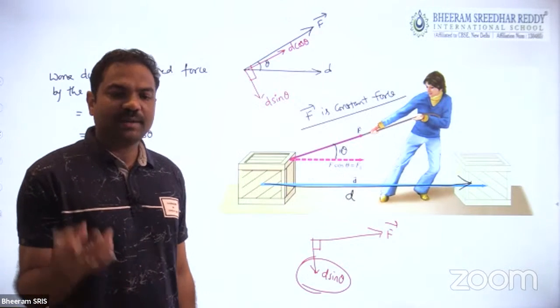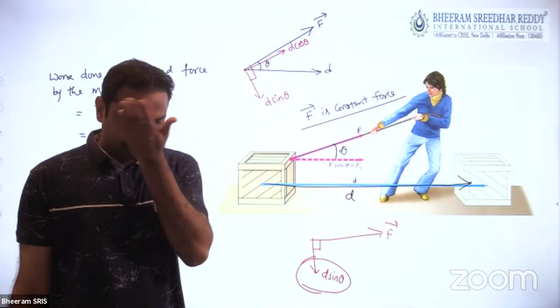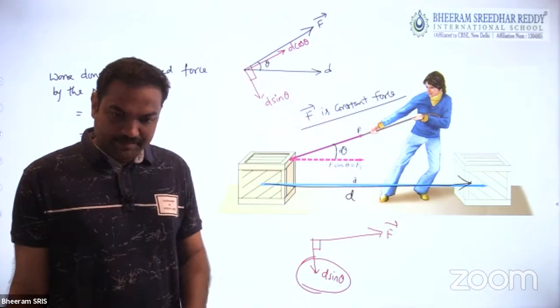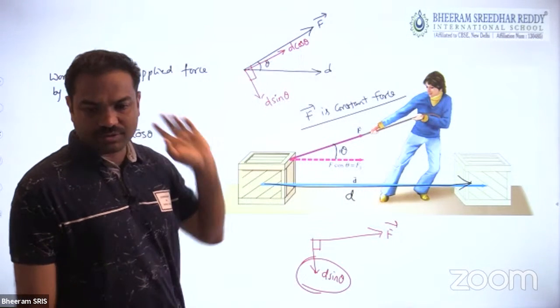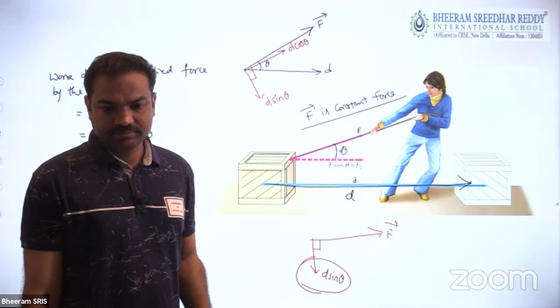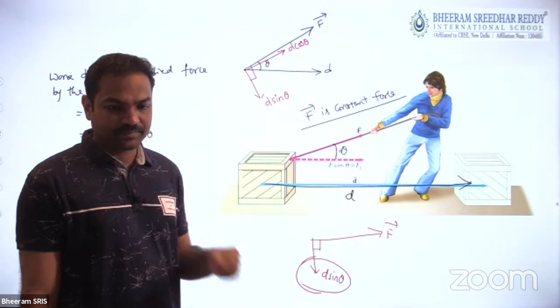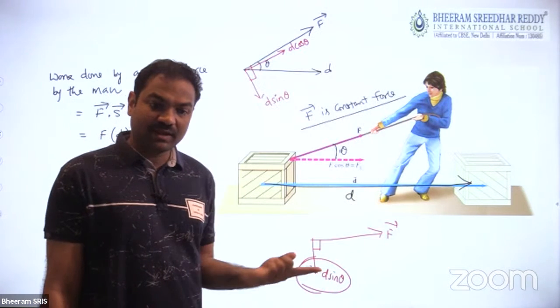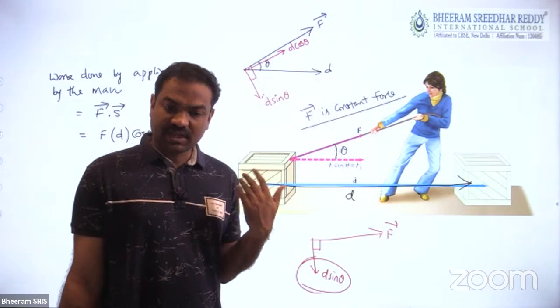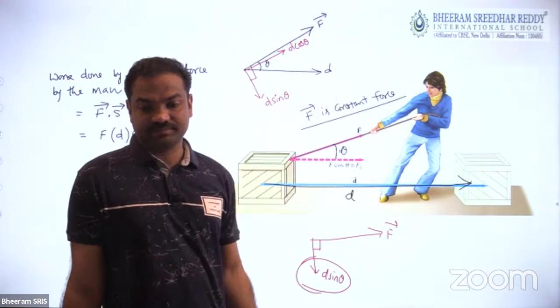Instead of one displacement, I'm taking two displacements. I'm making components. So in the d sin theta displacement, there is no work done by the force. Okay? Understood? So there is no work done in displacing the d sin theta. There is work done by the force. Our force has to do work in displacing the what? In displacing the d cos theta.